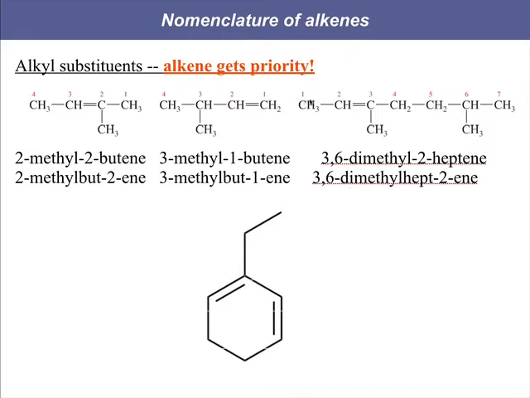So we're going to number it to get the lowest number possible on the alkene and let everything else fall where it may. So a 7-carbon chain with a double bond means that this is heptene. Specifically, it's a 2-heptene or hept-2-ene. What else do we have? We have methyls on the 3 and methyls on the 6. So we have 3,6-dimethyl-2-heptene or 3,6-dimethylhept-2-ene.